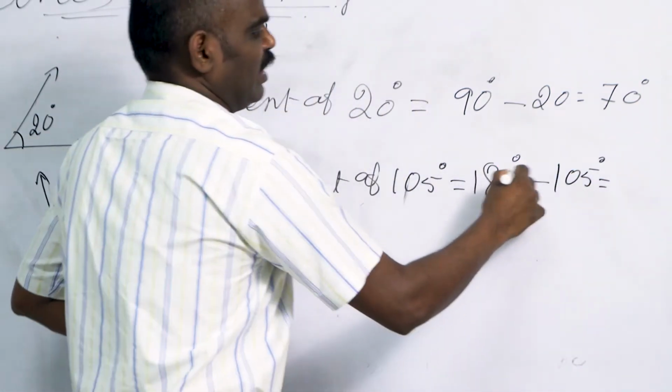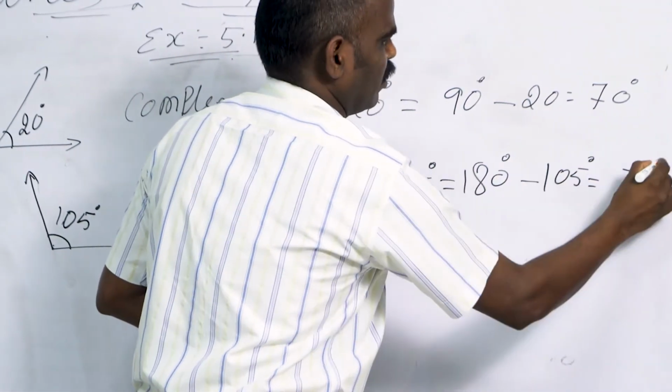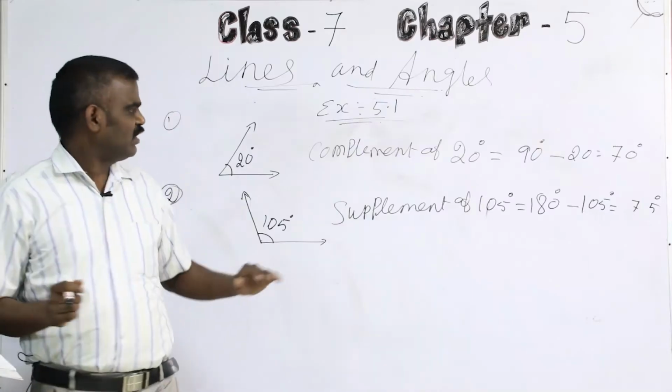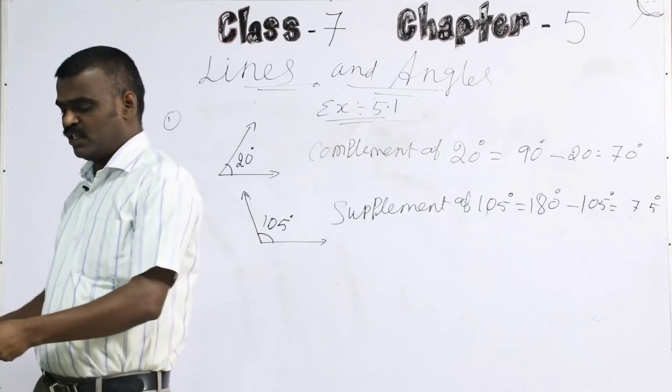How much? Borrow 10, 10 minus 5, 5 here, 7 is here. So how much? 75 degrees. So this is the supplement angle. Okay, the remaining questions you have to manage by yourself. Now let us go to question number 3.